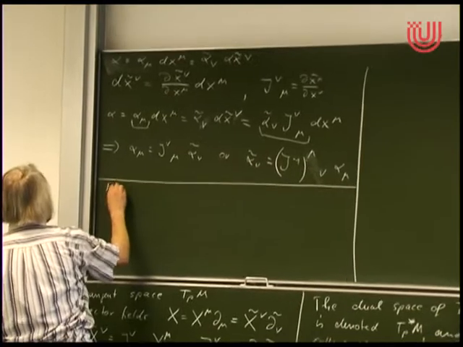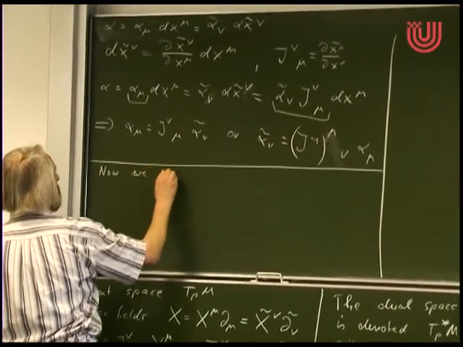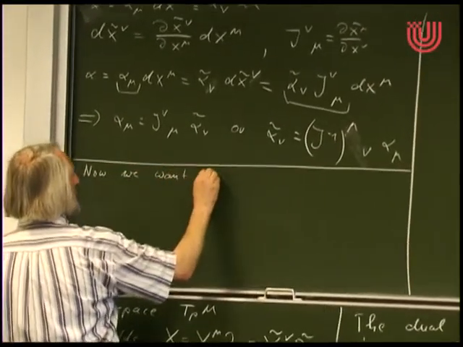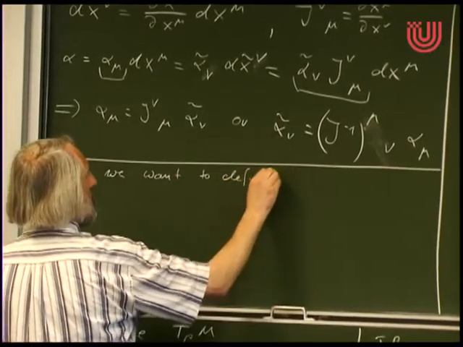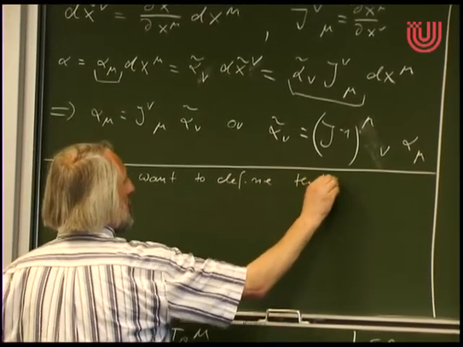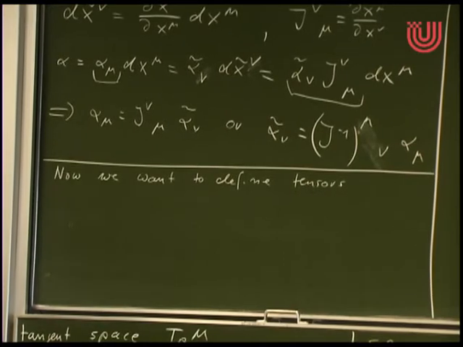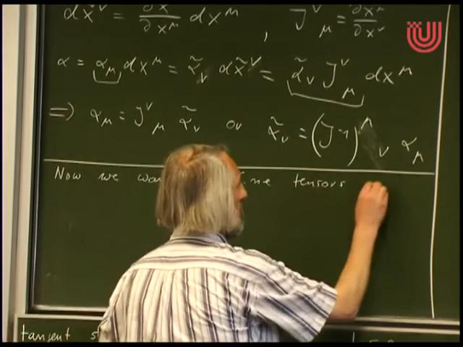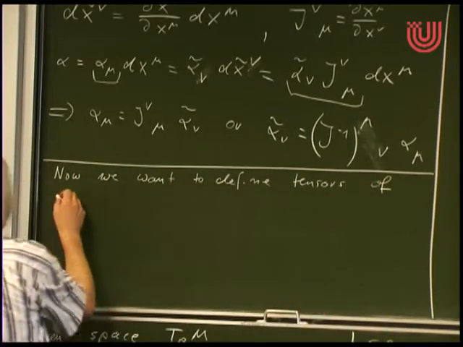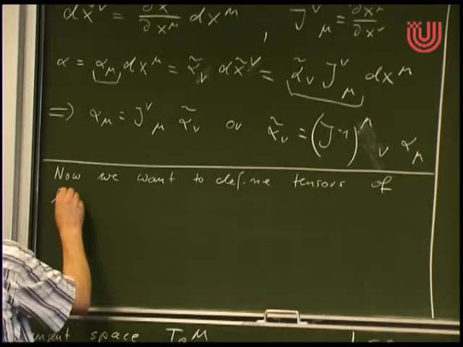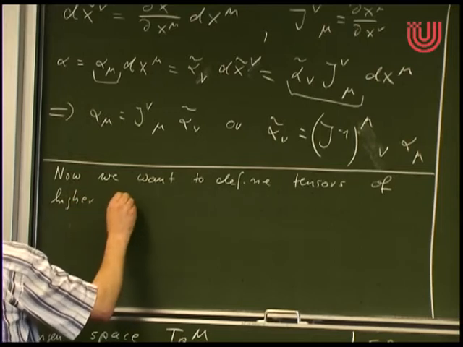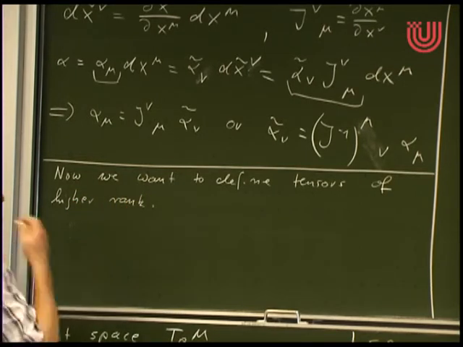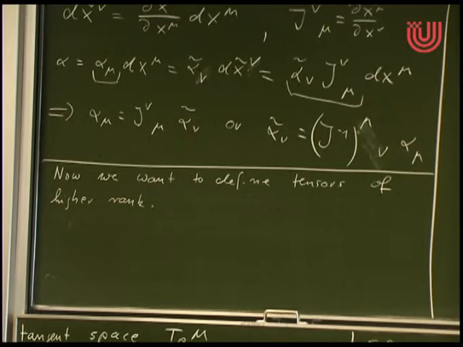So now we want to define tensors of higher rank. So actually vectors and covectors are special cases of tensors. That's why I say tensors of higher rank. So the lowest rank tensors we already have defined. So this goes in the following way.